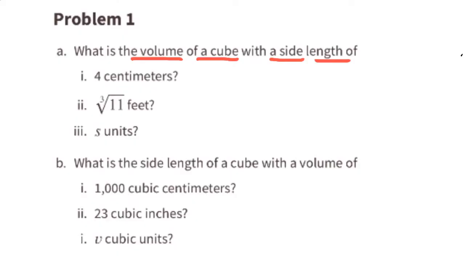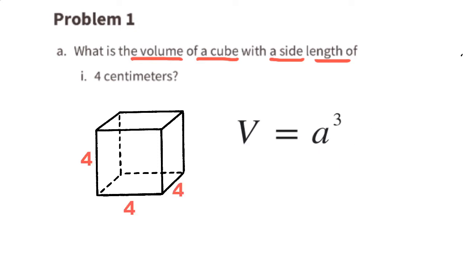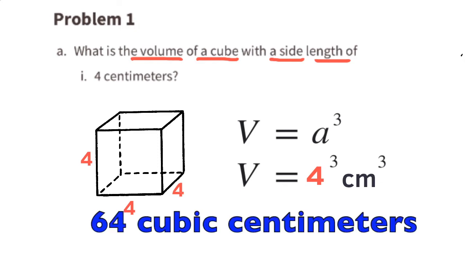Problem number 1. A. What is the volume of a cube with a side length of 4 centimeters? The volume of a cube is a cubed, or a to the third power. If the side lengths of the cube are 4 centimeters, then the volume would be 4 to the power of 3 centimeters cubed, or 64 cubic centimeters, because 4 times 4 times 4 equals 64.